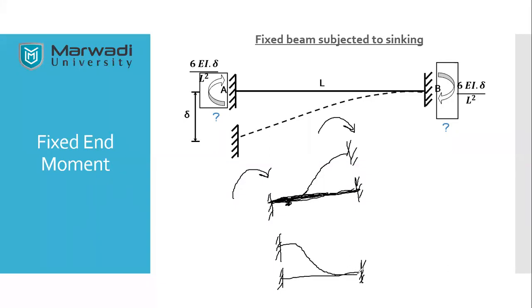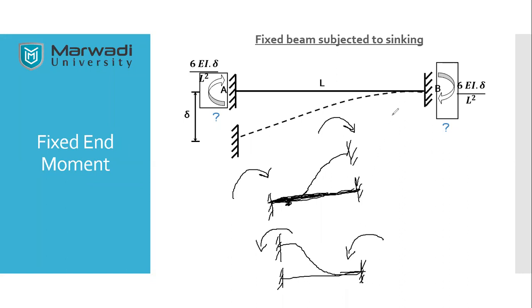Then how is the beam deflecting? It is deflecting in this direction. Now again, if I want to make the beam come back to its original position, what shall I do? I need to apply a moment in this direction. So this will be the direction.